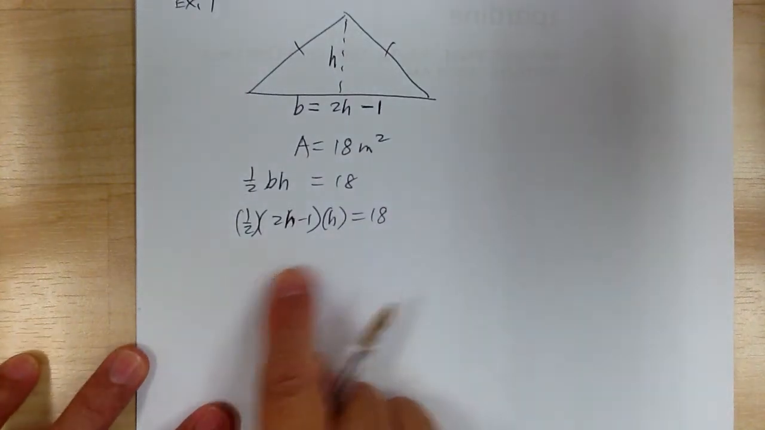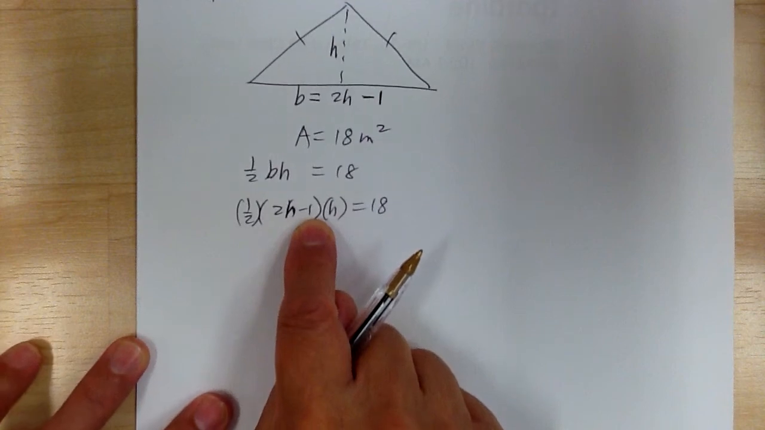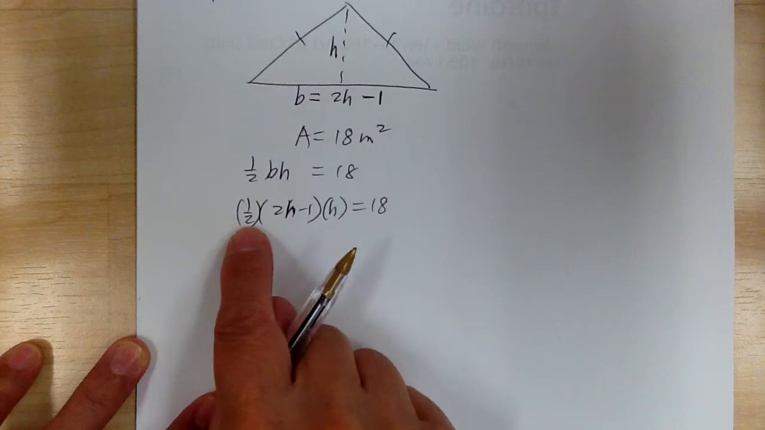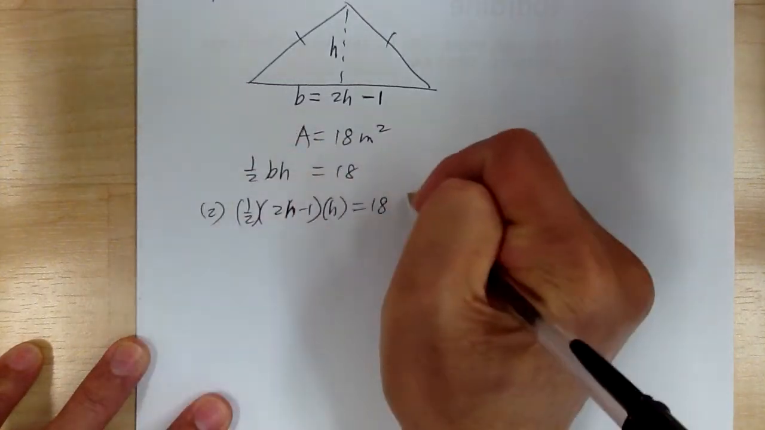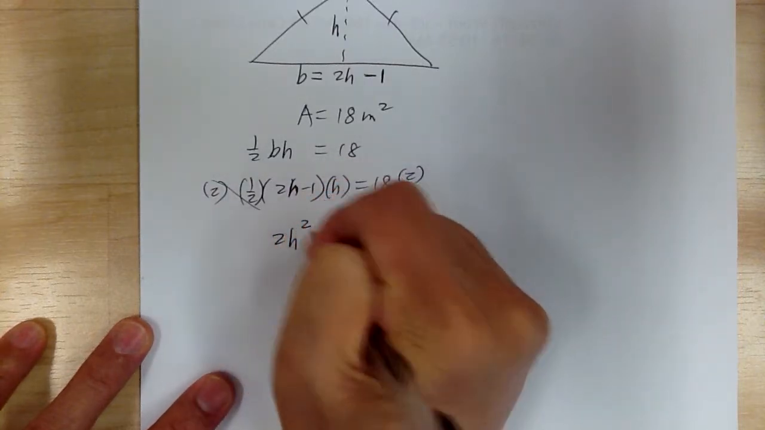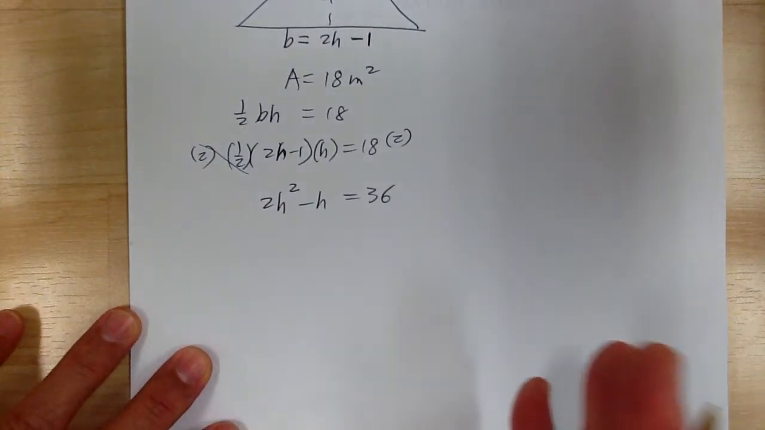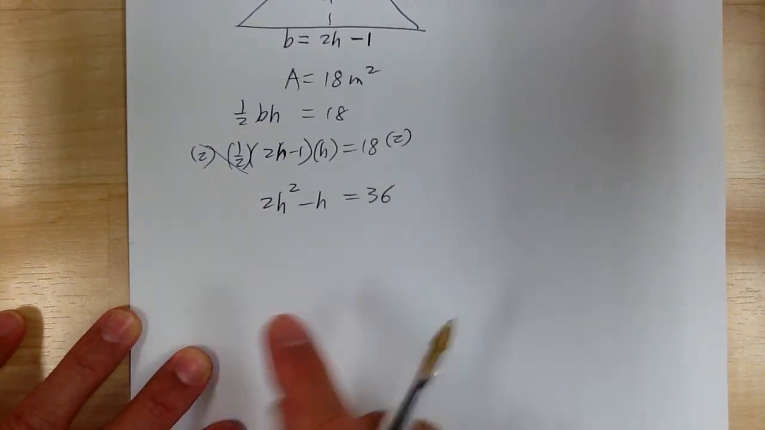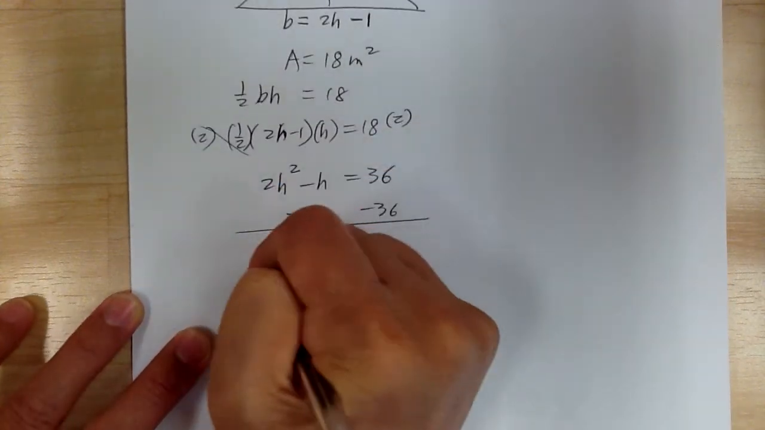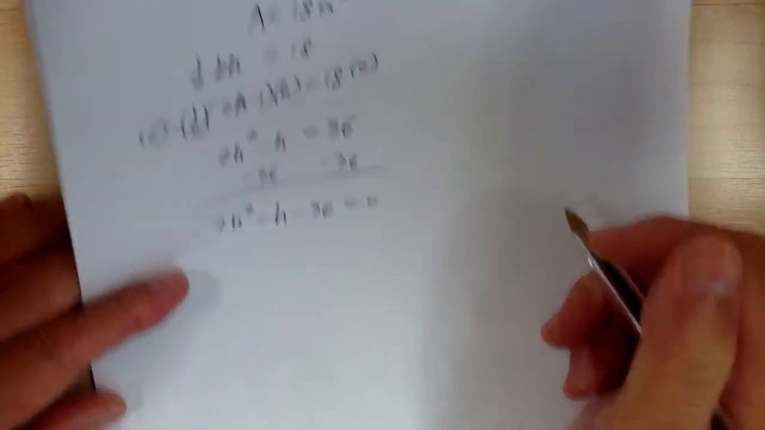So next, what you do is solve this, right? If you multiply this right now, it gets messy because it gets half. So what you want to do is multiply both sides by 2 to get rid of the half. So this cancels out, and this becomes 2h squared minus h equal to 36. And so now you're in familiar territory. You're going to make it equal to 0, so you can do factoring. So minus 36, minus 36. So you got 2h squared minus h minus 36 equal to 0. And then you can do the factoring.